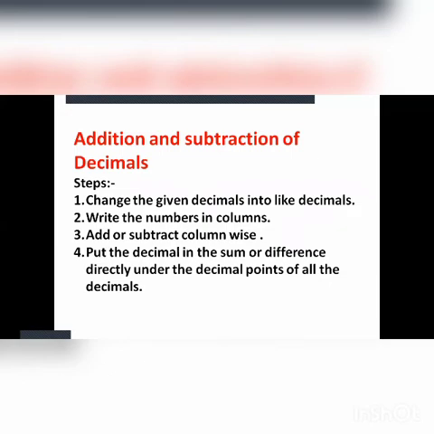Next topic is addition and subtraction of decimals. For addition or subtraction of decimals, we follow these steps. First, change the given decimals into like decimals. Secondly, write the numbers in columns so that the decimal points come in one column. The tens come under tens, the hundreds come under hundreds and so on. Third, now add or subtract column wise as we add or subtract whole numbers. Fourth, put the decimal in the sum or difference directly under the decimal points of all the decimals.